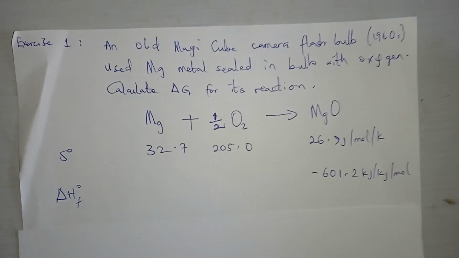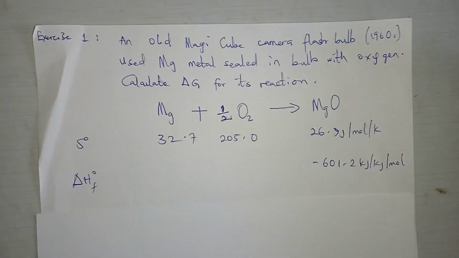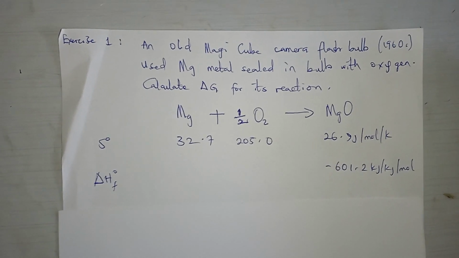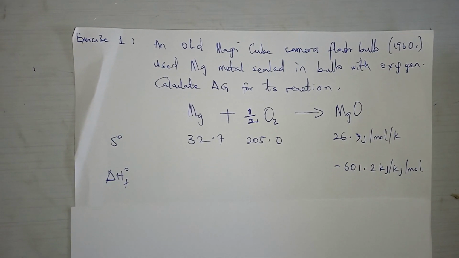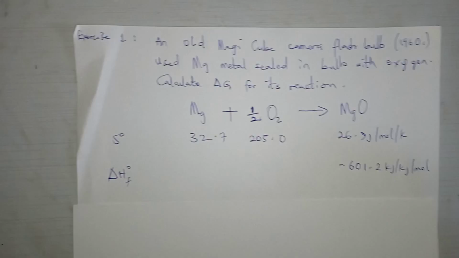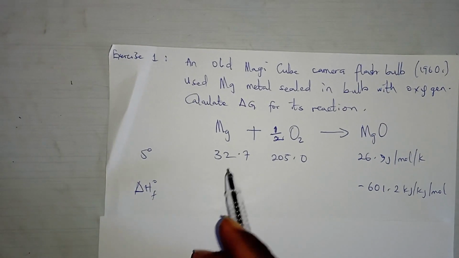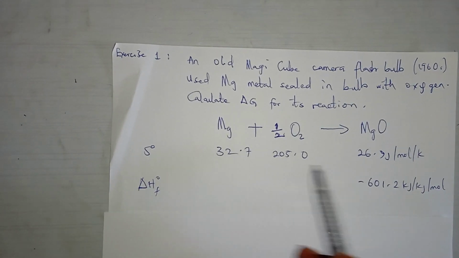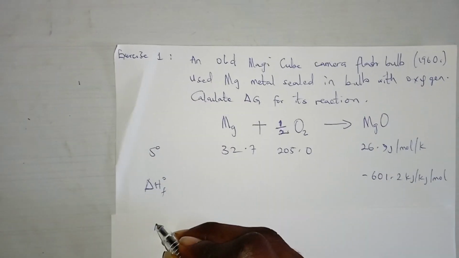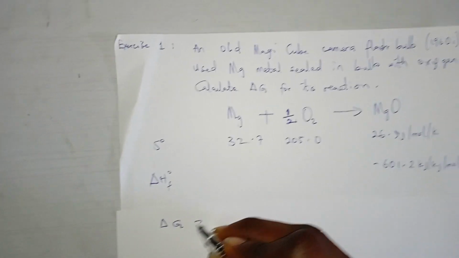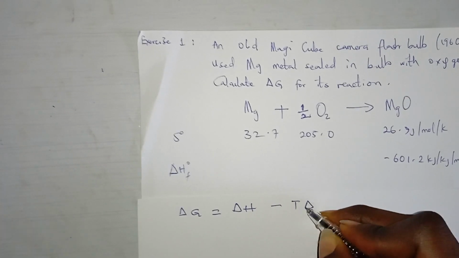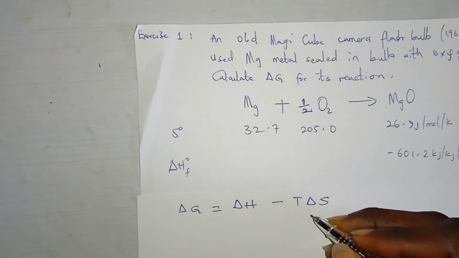I told you in the former class that Gibbs free energy is a more convenient way to calculate spontaneity, because it includes both enthalpy and entropy together with temperature. So whenever you are not given values for Gibbs free energy of the elements in the compound, you can use this formula: delta G, Gibbs free energy, is equal to enthalpy minus temperature times change in entropy.